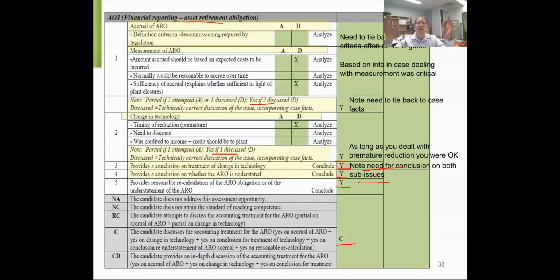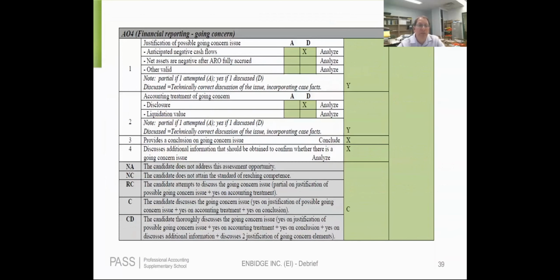Like you could say to me, ARO, it's not 1 issue, it was 2. The calculation of the liability and the reducing it for the technology, which they should not have done. 2 totally separate issues. I call those sub-issues, and that's how they're marked. And you kind of need both of them to get competent. Okay, everyone good? Numbers, they give them to you, use them, please. And you need to deal with the full required. Going concern, put into a separate ARO.